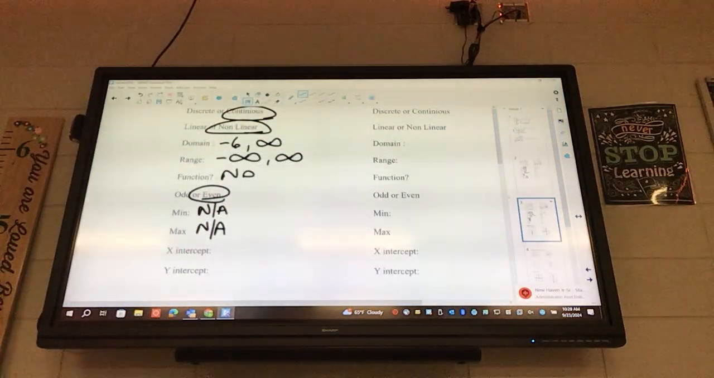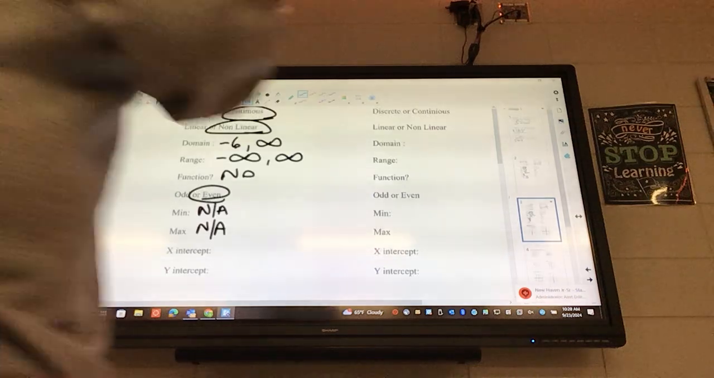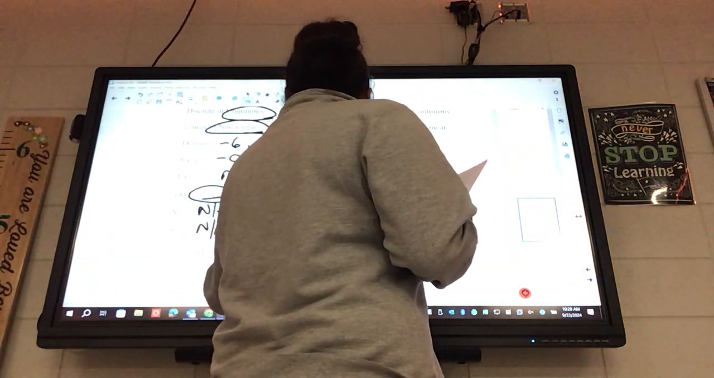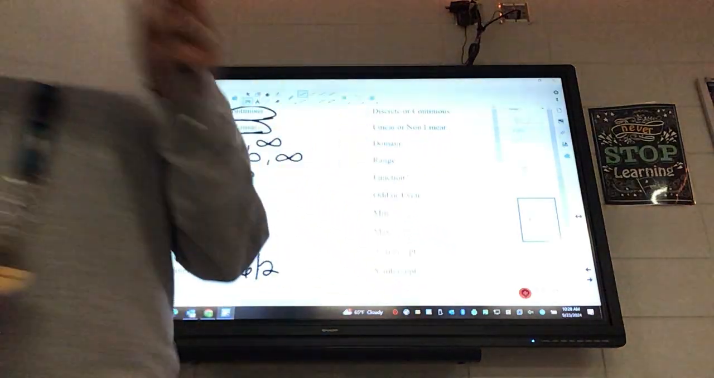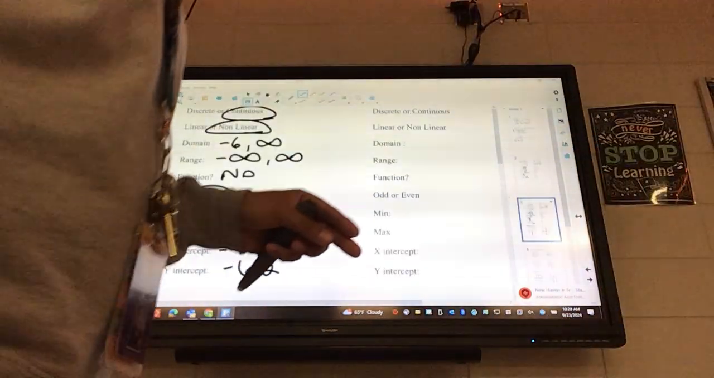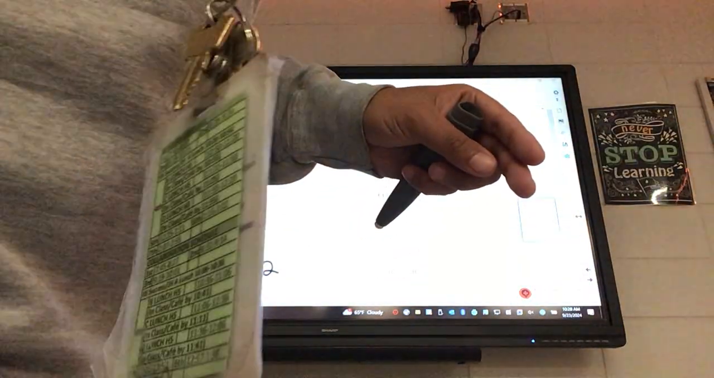The x-intercept, where does it cross the x line? At -4. What about the y? -6 and 2. Can you use letters for minimum or min and max? Yeah.